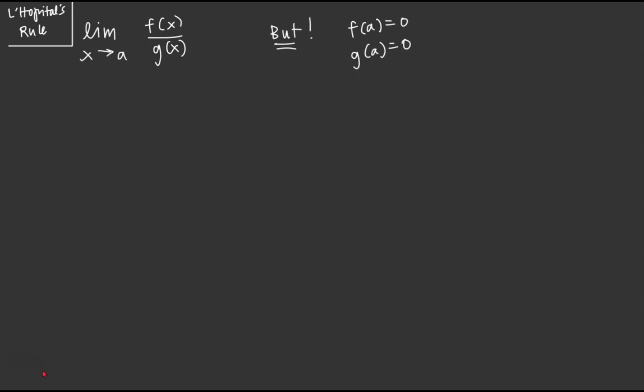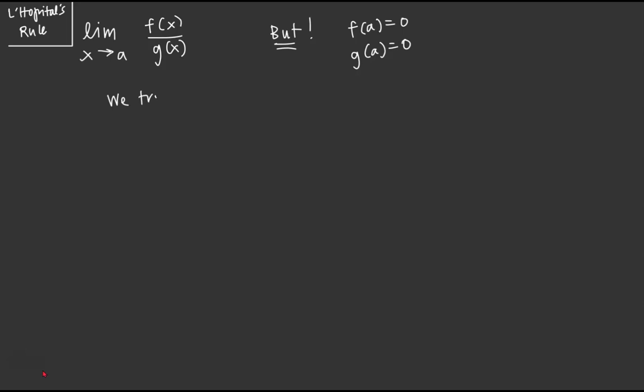So we can't just plug in a, because we would get 0 over 0, which doesn't let us determine anything. That doesn't give us information. The 0 in the denominator is just not helpful. So when we have 0 over 0, we're going to try something else.